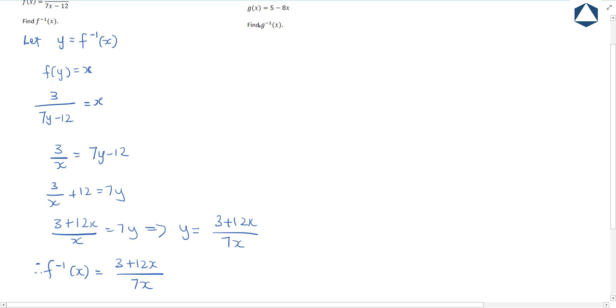Now let's try it out for function g of x. So let's say let z be equal to the inverse function of g of x. Then in this case, I will move g over, so it's g of z equals x. And here g of z is just 5 minus 8z, equals x. So I want to rearrange z in terms of x.